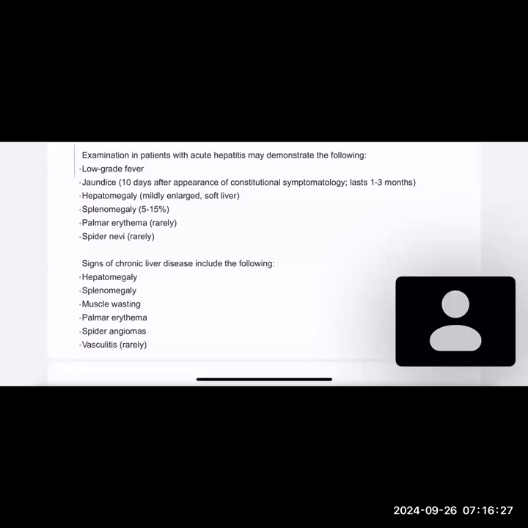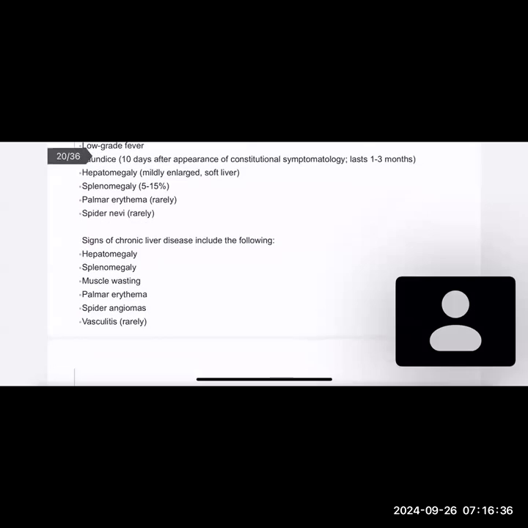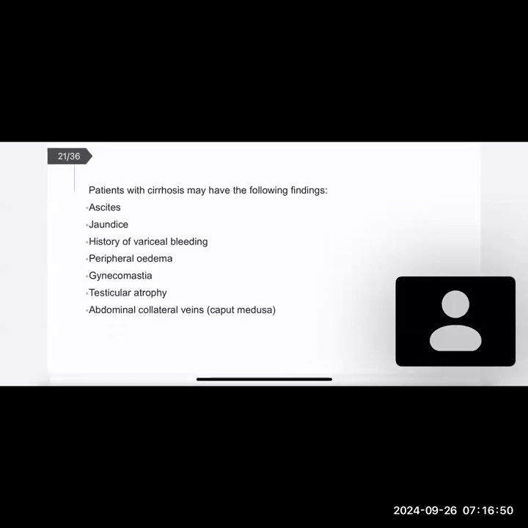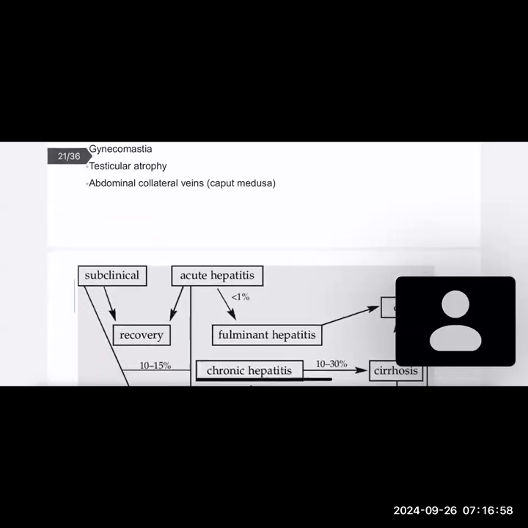If there is some form of portal hypertension, then muscle wasting, the hypothenar and the thenar eminences get wasted, palmar erythema, spider angiomas, and even vasculitis, usually for those who have extrahepatic manifestations. Patients with cirrhosis could come with features like ascites, jaundice, variceal bleeding, peripheral edema, gynecomastia, testicular atrophy, and abdominal collateral veins would be visible because of the dilatation of the portosystemic anastomosis in these patients.